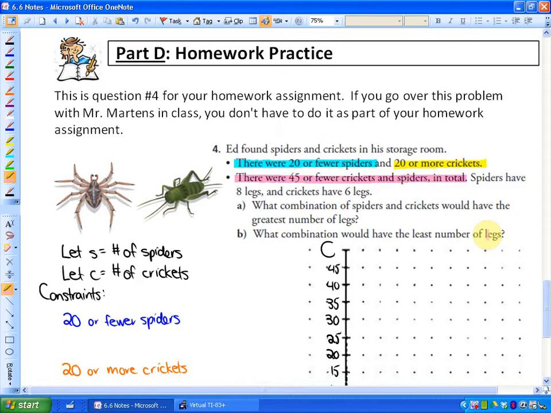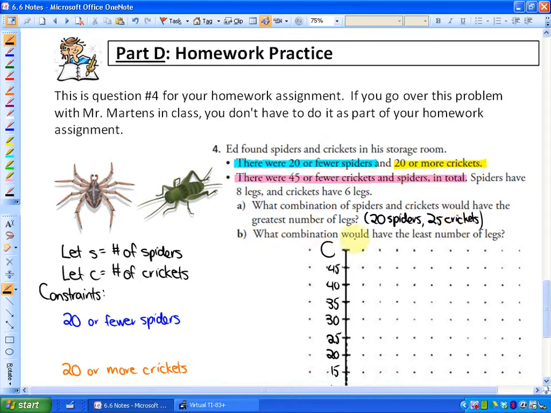But if I look at this carefully, the combination that would have the greatest number of legs would be as many spiders as possible, so 20 or fewer spiders. So let me say that would be 20 spiders, because I want as many spiders as possible, and also as many crickets as possible. But if there's 45 or fewer, then I can only have 25 crickets. That's going to be the most possible legs, as many spiders as possible and as many crickets as possible.